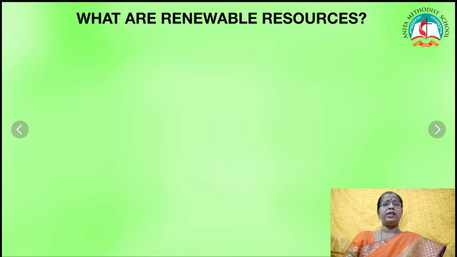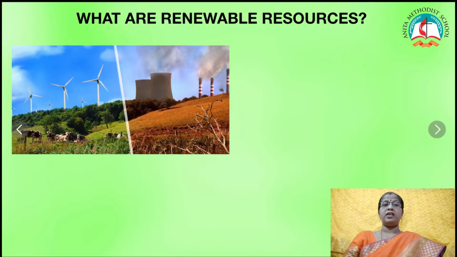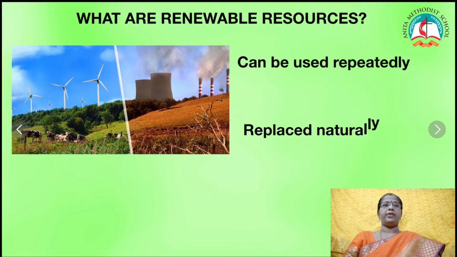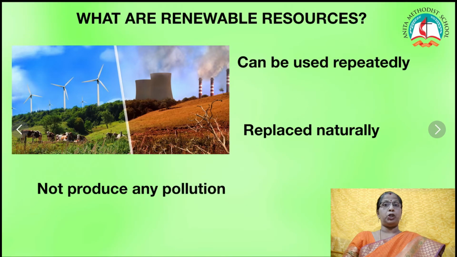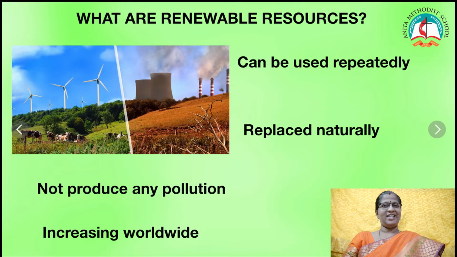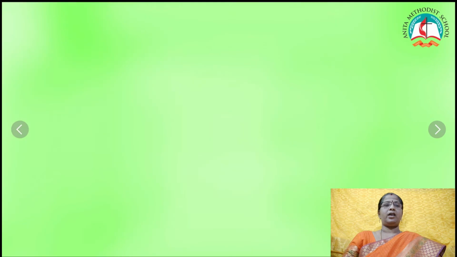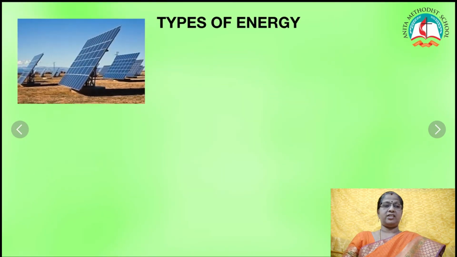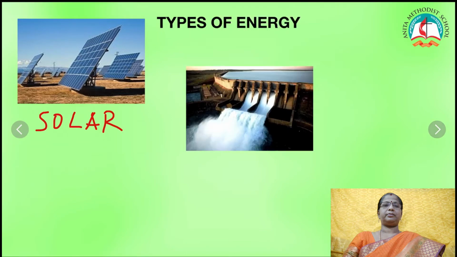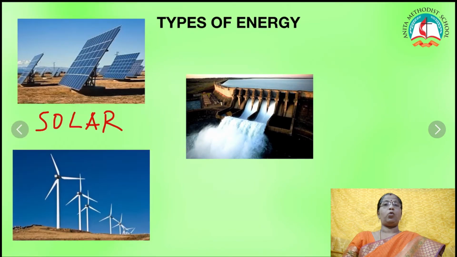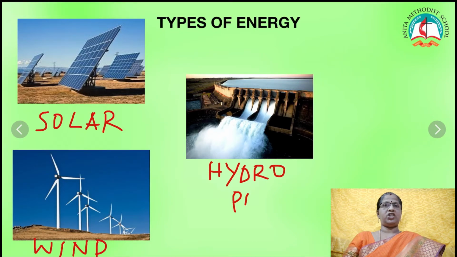So what are renewable resources? A resource which can be used repeatedly and replaced naturally, and it will not produce any pollution. So the use of these energy resources are increasing worldwide. And the example of this type of energy is solar energy, wind energy, and hydropower energy.